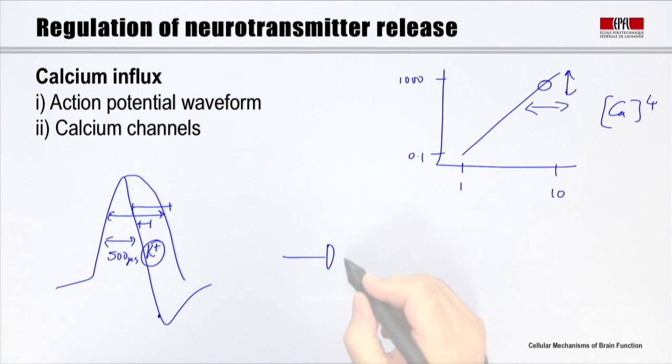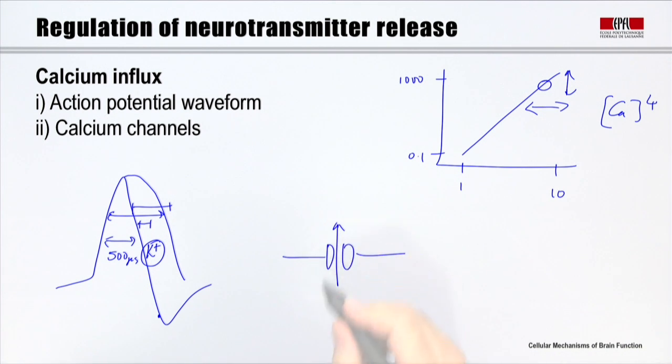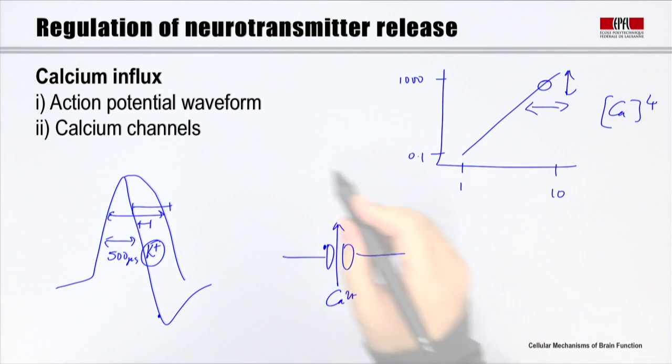Another obvious way is by acting on the presynaptic calcium channels themselves. Increasing the open probability or increasing the voltage dependence of these calcium channels will of course increase the amount of calcium that floods into the presynaptic membrane. And that's another way that's used heavily inside the nervous system to regulate neurotransmitter release.